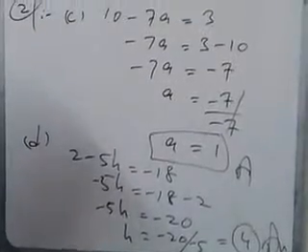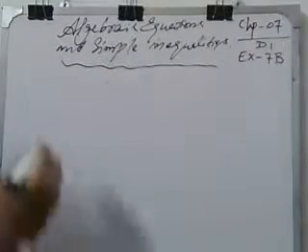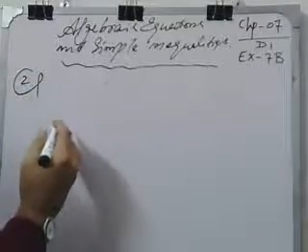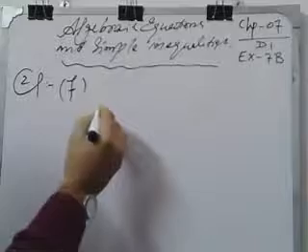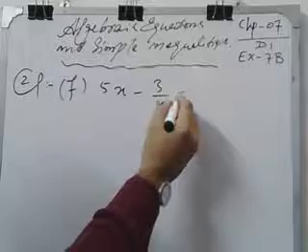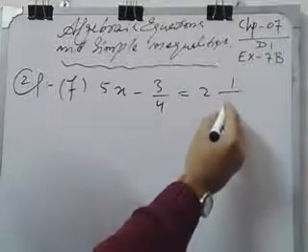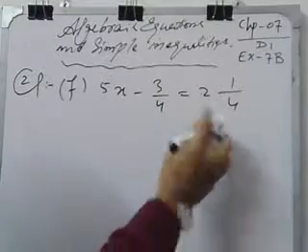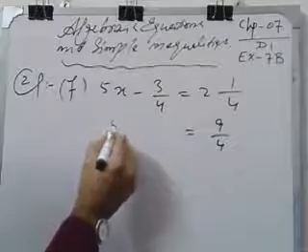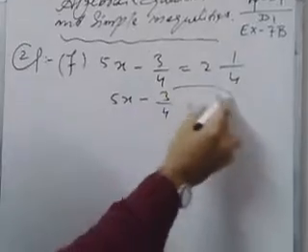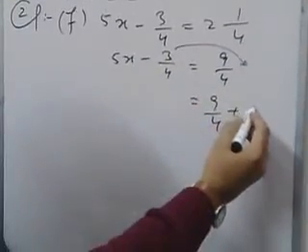Now coming to the next part, that is your f part. 5x minus 3 by 4 is equal to 2 whole 1 by 4. First of all, we have to remove the whole numbers. 4 2s are 8, 9 by 4, and 5x minus 3 by 4. Again, by the same methodology, constant term should be shifted at one side, so it becomes positive.